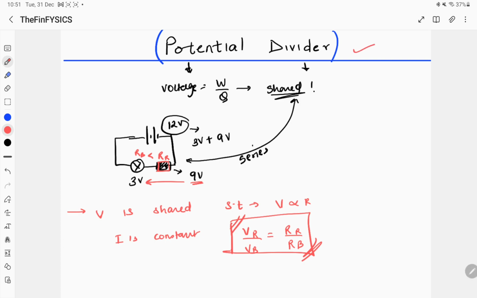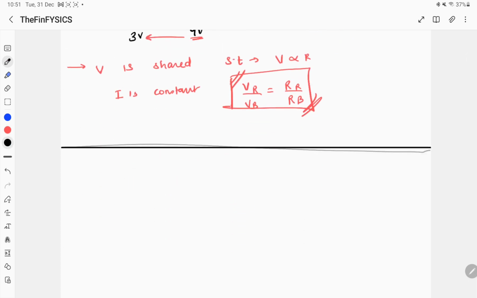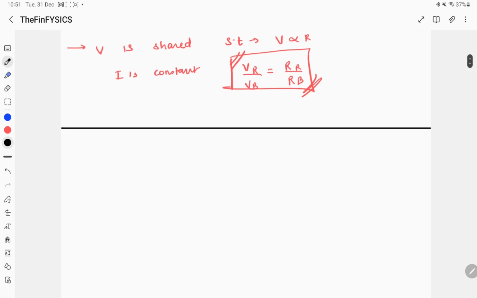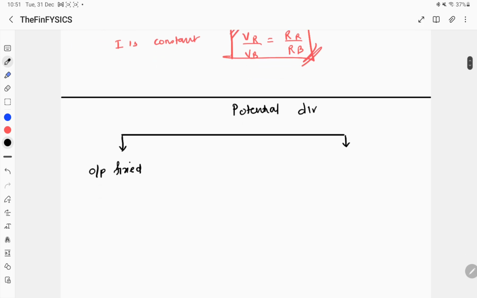Now we know the meaning of the circuit and why it is used. Let's talk about the circuits that you can have for the exams. This potential divider I can break into two parts. I can have two types of circuit. Circuit 1, where the output is fixed. Over here you will not include any variable resistor. This will only have fixed resistors.